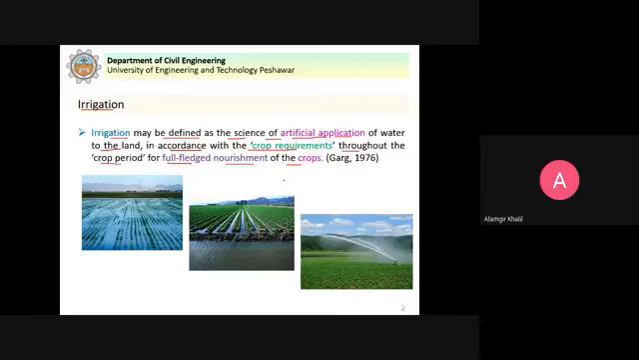So irrigation is the science of artificial application of water to the land in accordance with the crop requirements throughout the crop period for full-fledged nourishment of the crops. So it means that we have to artificially supply the water in accordance with the crop requirements. When the crop needs water, we have to supply the water, and this will continue throughout the crop period. So this is irrigation.